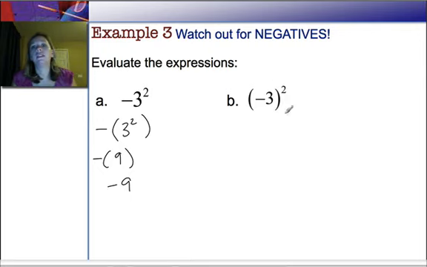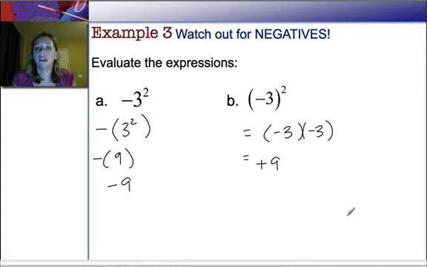This is different than in the second expression. In the second expression, I have negative 3 in parentheses. And if I want to square that, that really means take negative 3 and multiply it by itself. We have negative 3 2 times here. And of course, negative 3 times negative 3 is positive 9. A negative times a negative is a positive.